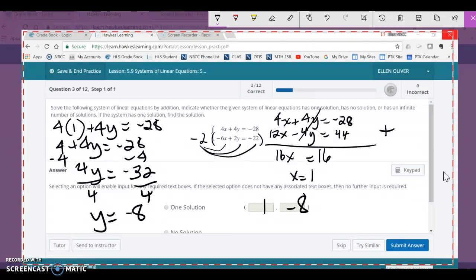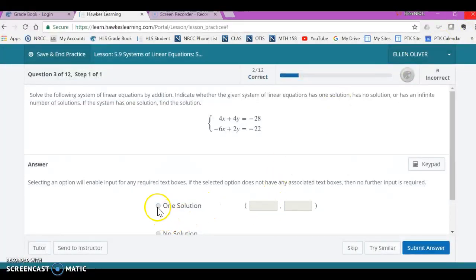So again, I did that super fast. I can do it fast. You probably can't do it as fast as I can. That's fine. Pause, watch again, whatever you need to do. So 1, negative 8. And also sometimes when I go that fast, I make mistakes. So that's not good.